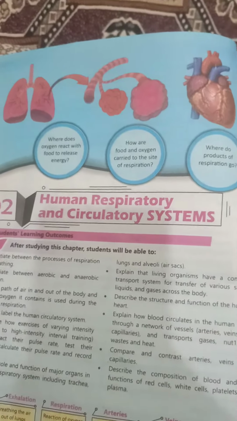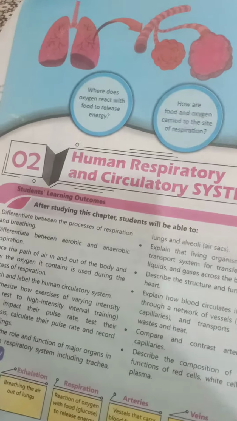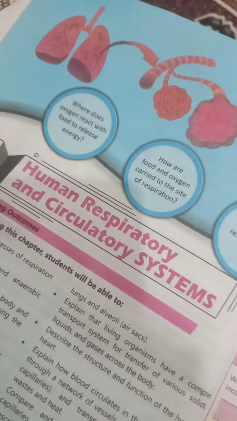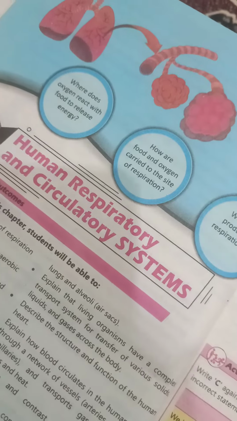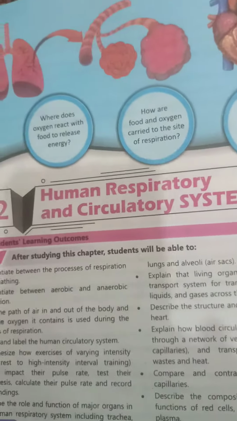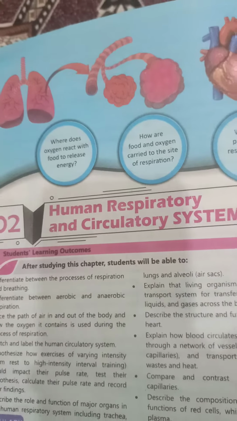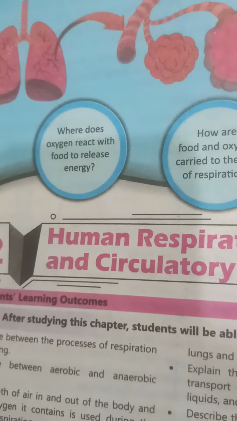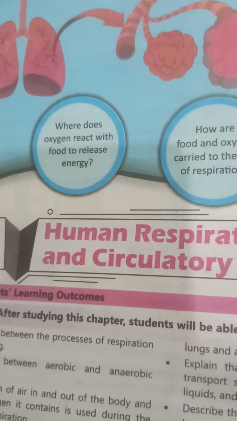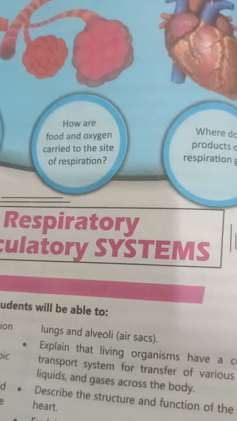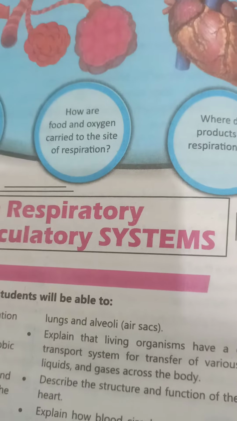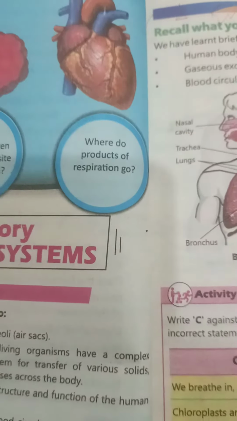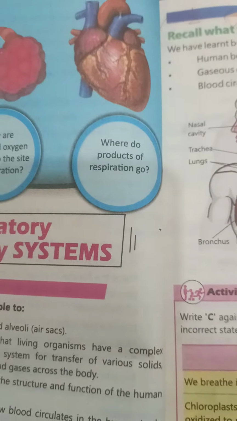Hi students, this is the 7th class science book, and the second chapter is human respiratory and circulatory systems. Before starting this chapter, we must know about 3 points: where does oxygen react with food to release energy? How are food and oxygen carried to the site of respiration? Where do products of respiration go?